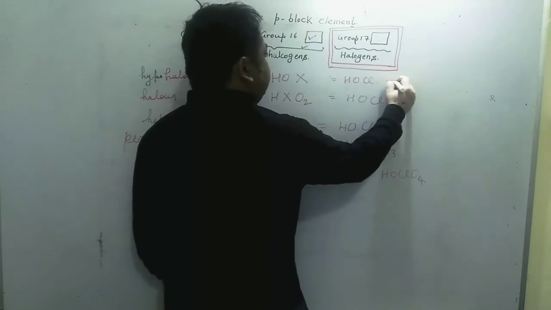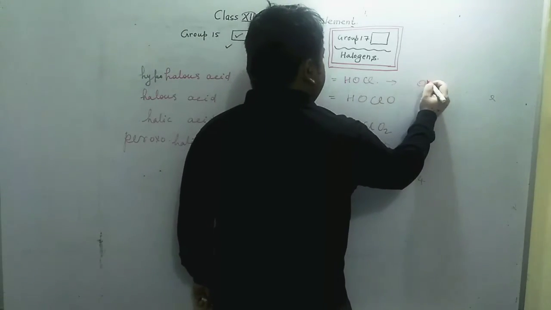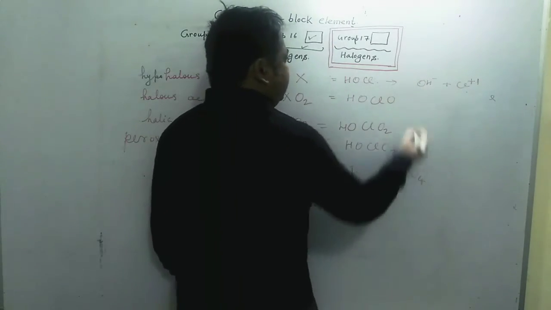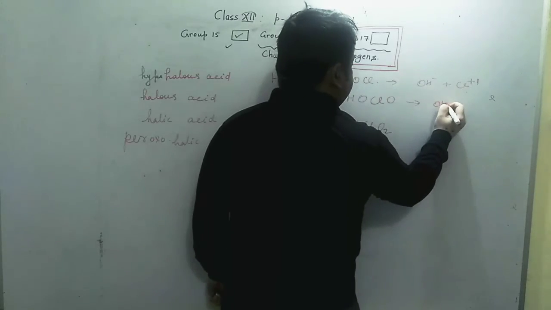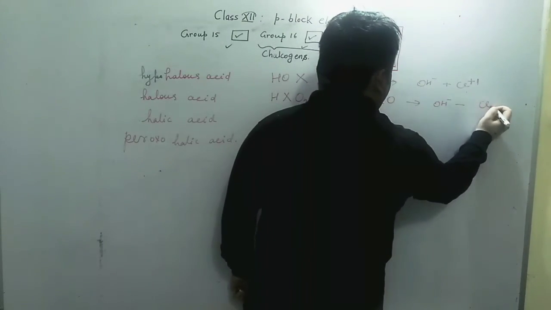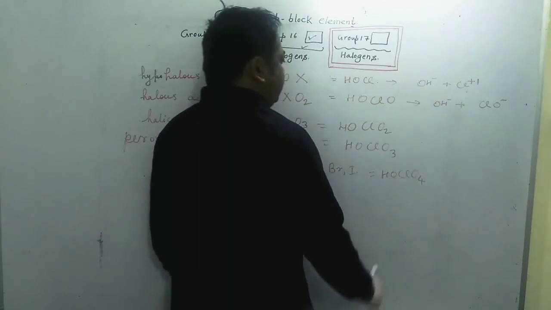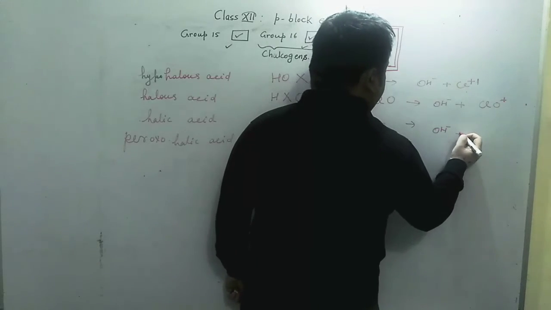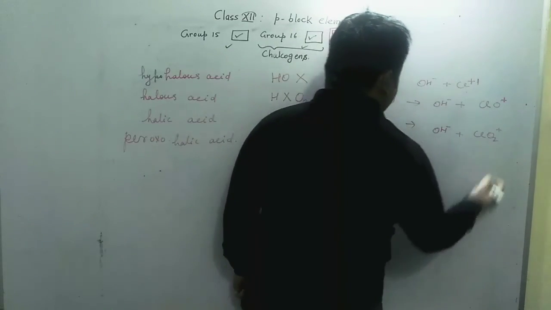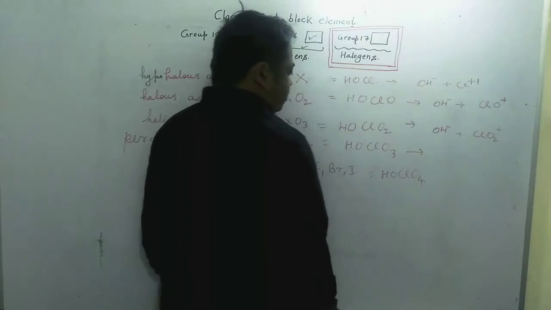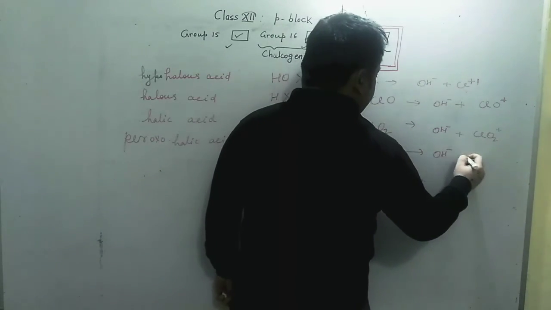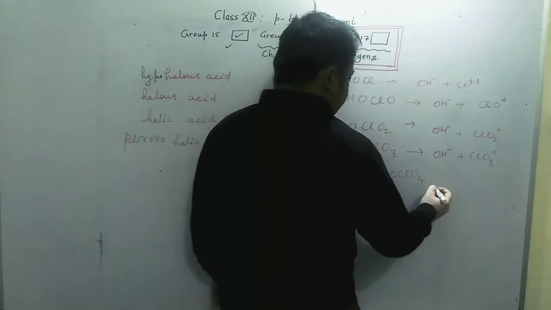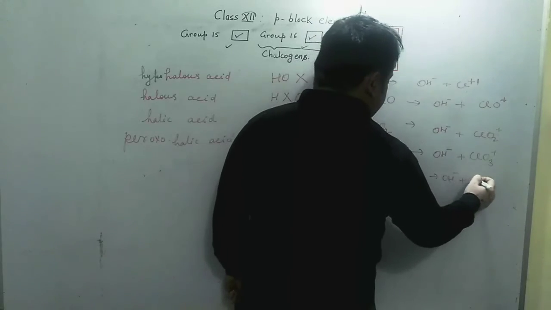So this breaks into OH minus plus Cl plus. So here chlorine has plus 1 oxidation state. It breaks into OH minus and ClO minus. This breaks into OH minus and ClO2 plus. This breaks into OH minus plus ClO3 plus, and this breaks into OH minus and ClO4.